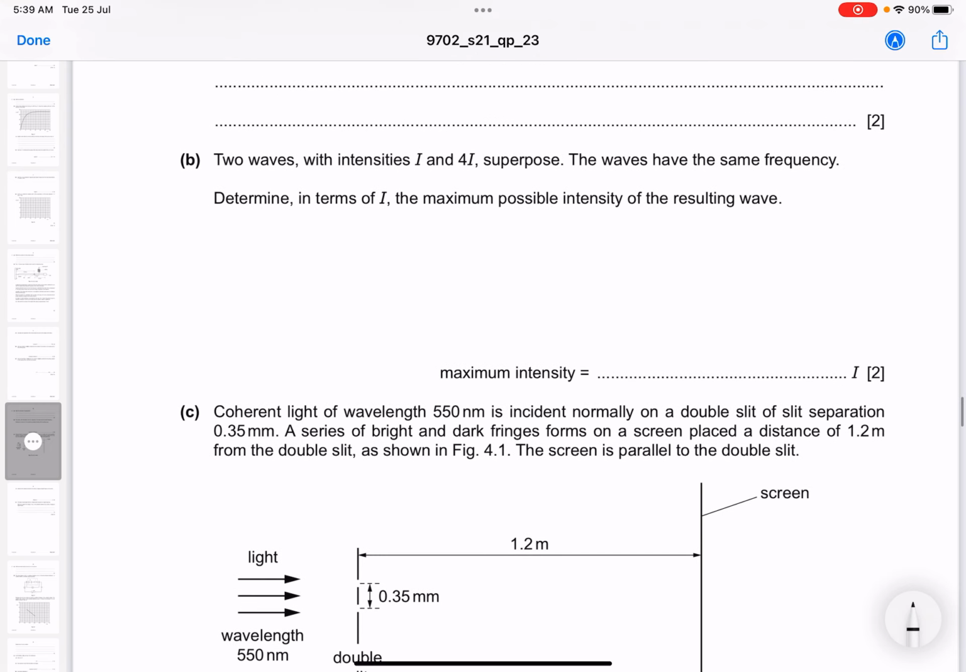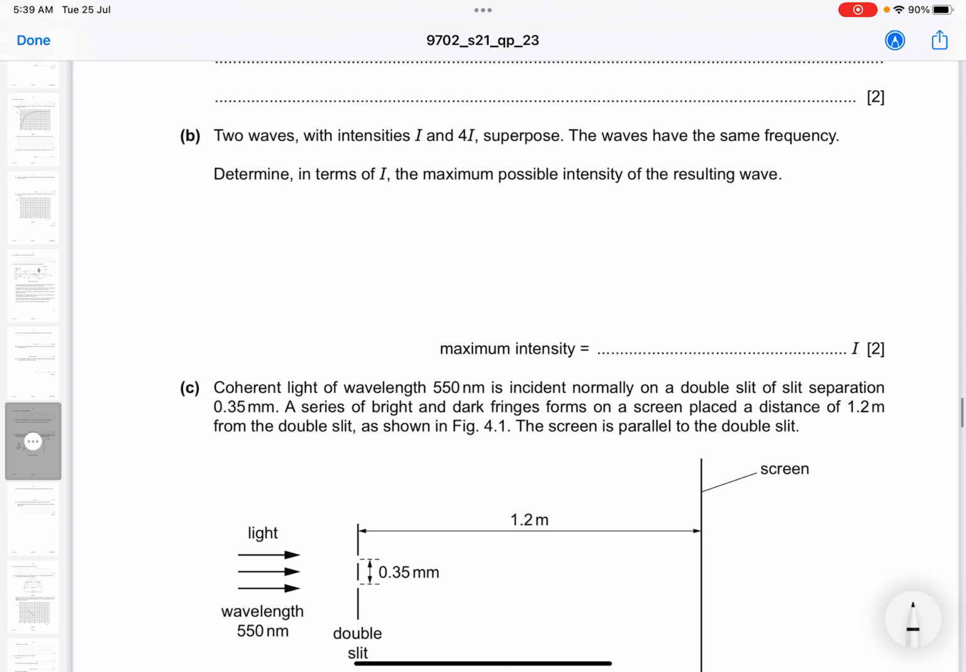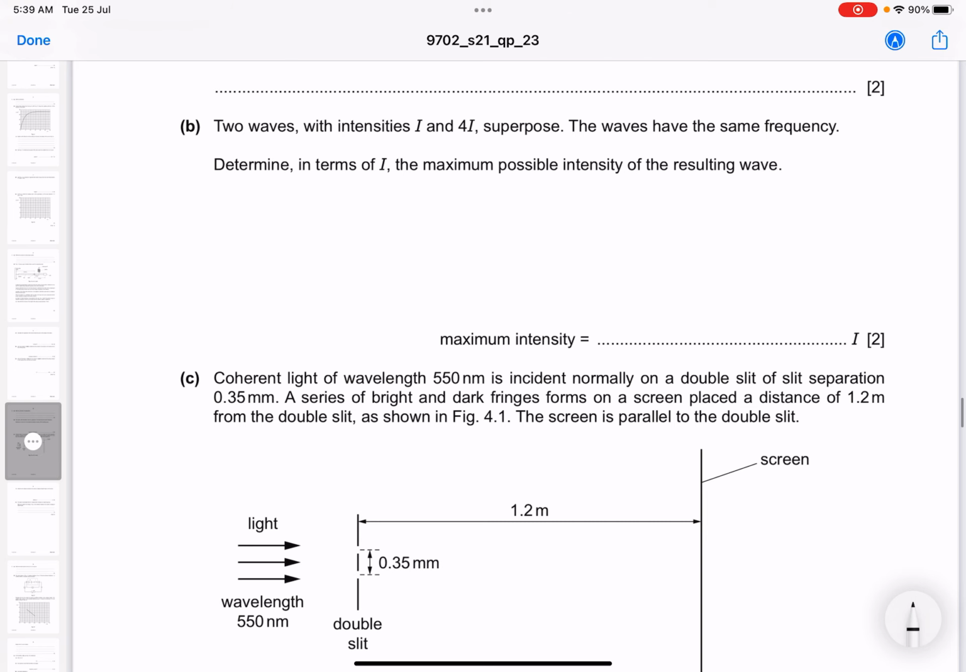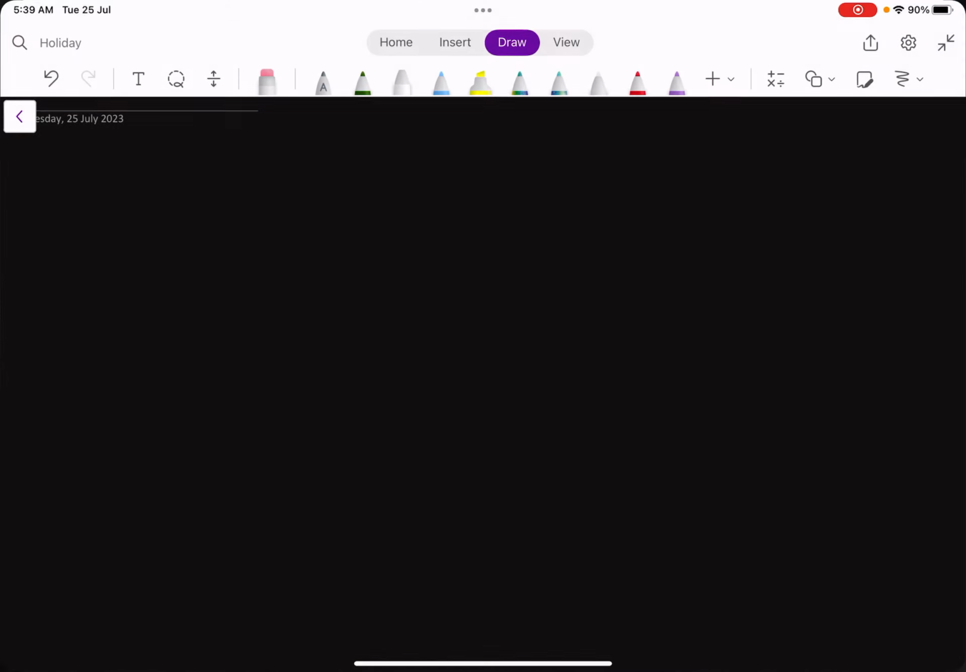Okay, part B. Two waves with intensities I and 4I are superposed. The waves have the same frequency. Determine in terms of I the maximum possible intensity of the resulting wave. Okay guys, so let's move here a little bit. I'm gonna solve this here since I need some working area.